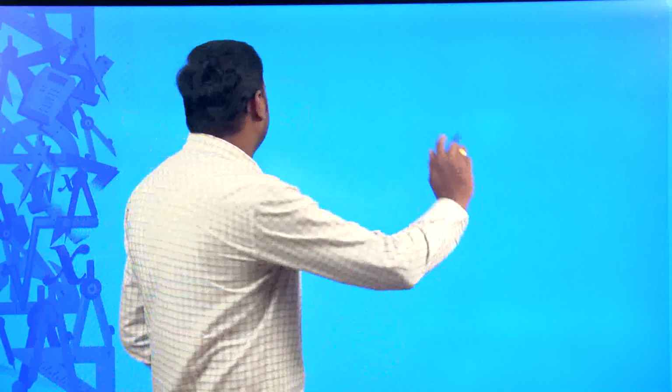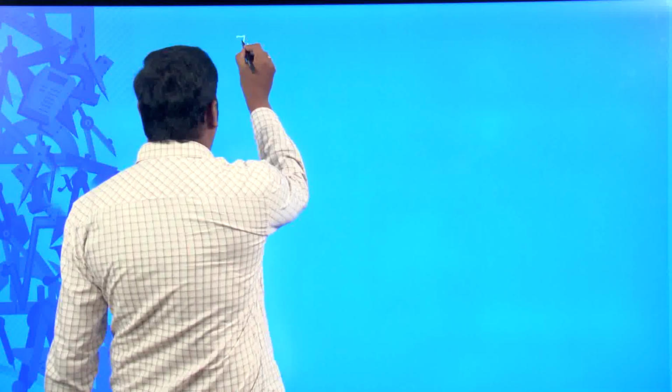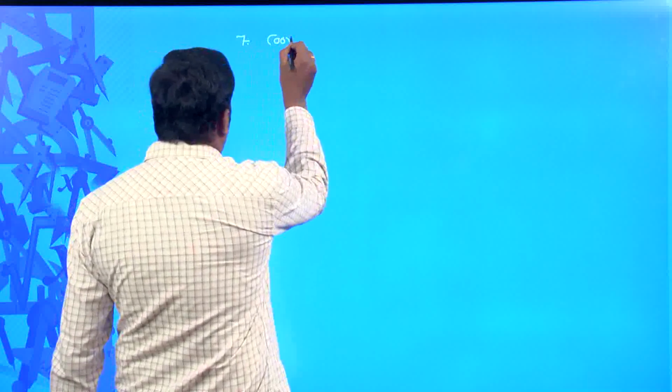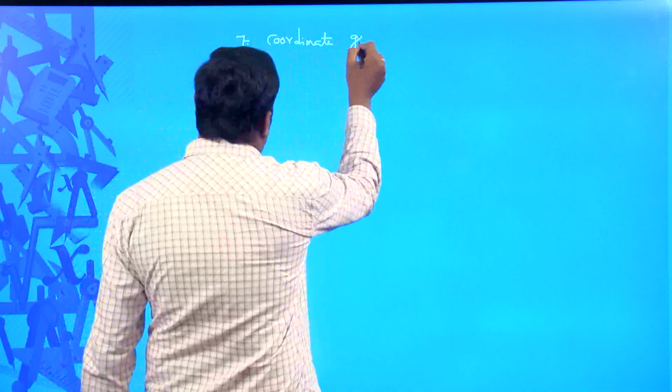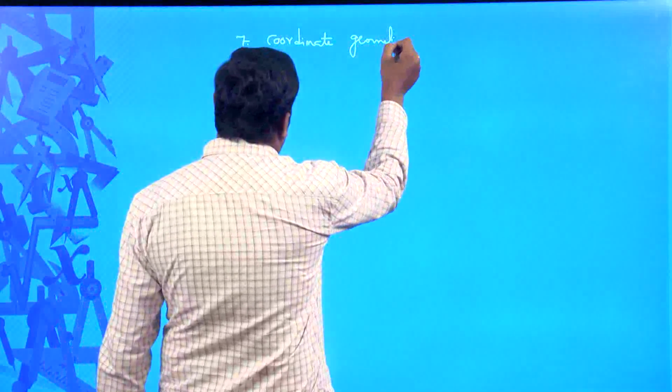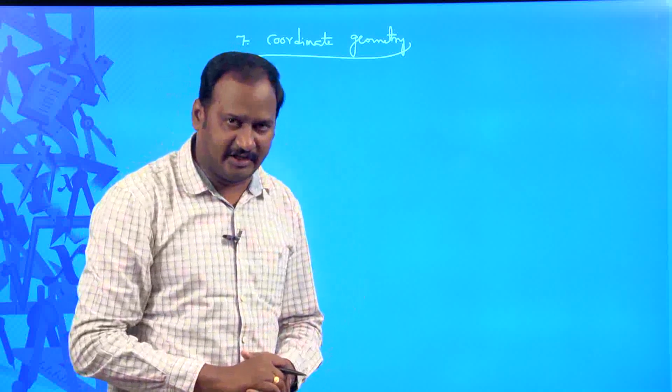Today we are going to discuss the 7th chapter of our CBSE curriculum of grade 10, that is coordinate geometry. So the topic that we are going to discuss here now is coordinate geometry. So what is this coordinate geometry all about?